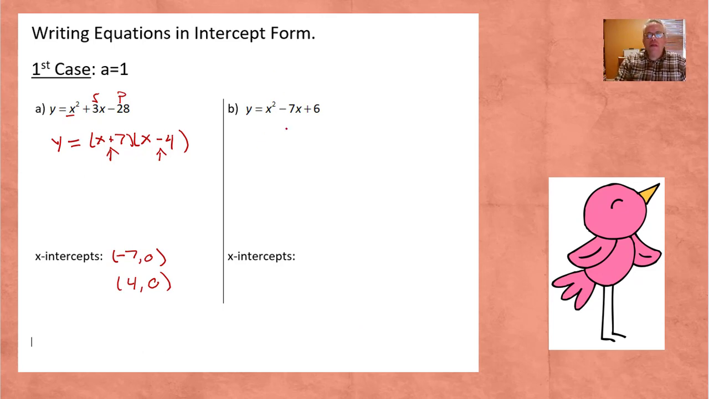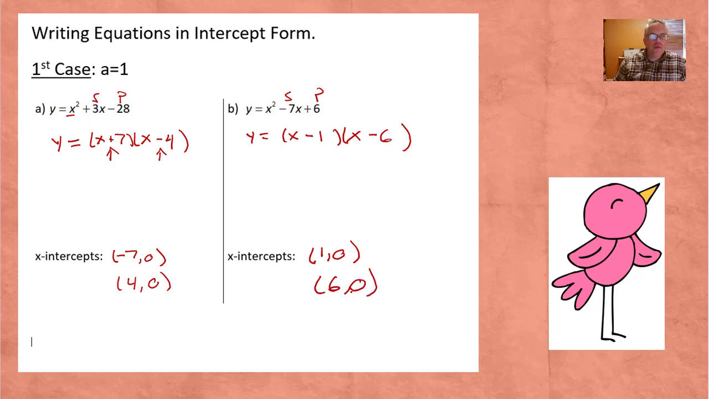Okay, on this one, we're going to factor. So we get y equals, it's monic, so it's going to start with x and x. I need two numbers that add to negative 7 and multiply to positive 6. And if you think about it, it must be negative 1 and negative 6. Okay, intercept form already. So the first intercept would be 1, 0, and the next one would be 6, 0.